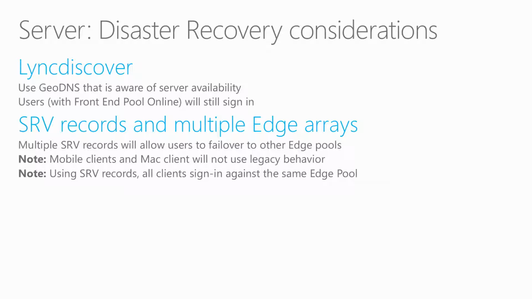If you don't have GeoDNS, then you should make it part of your disaster recovery procedure to repoint the Lync Discover A record to a different server. And you should always put a very low time to live on this A record so that when you make a change, clients pick it up very quickly.